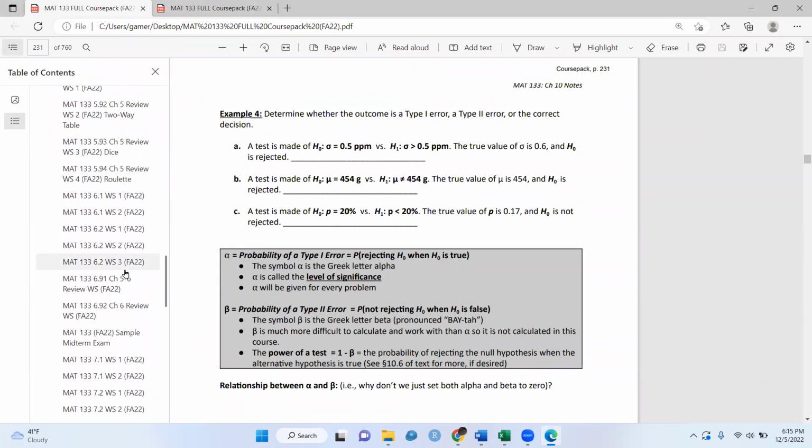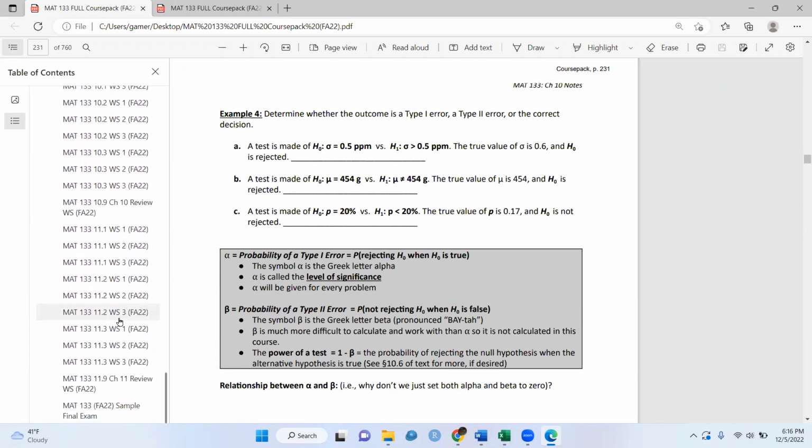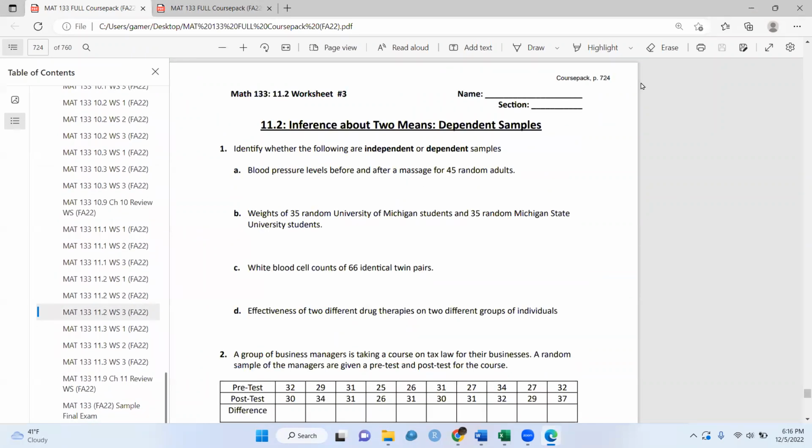11.2, number 2, we got 4 questions. This is page 724. You just need to decide whether A, B, C, and D are independent samples or dependent samples. So I'll give you like 3 minutes to think through it. Put a timer for 3 minutes.